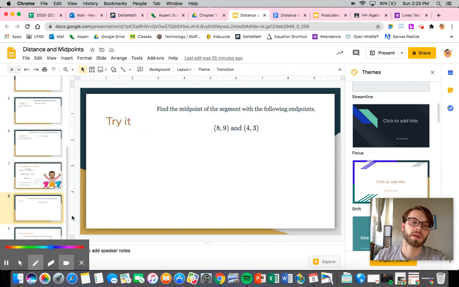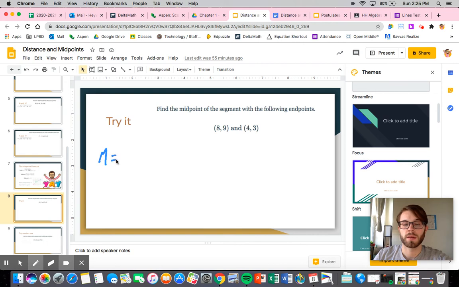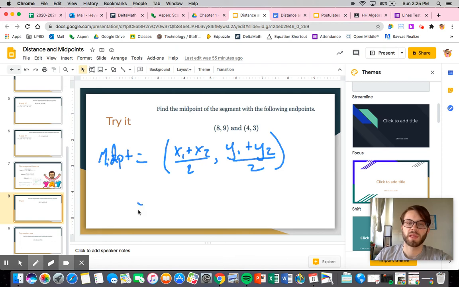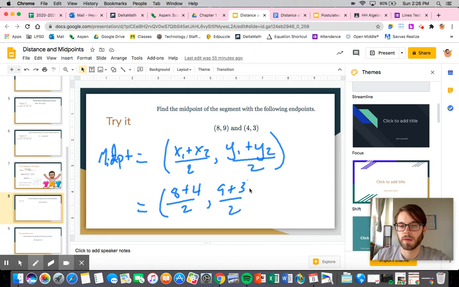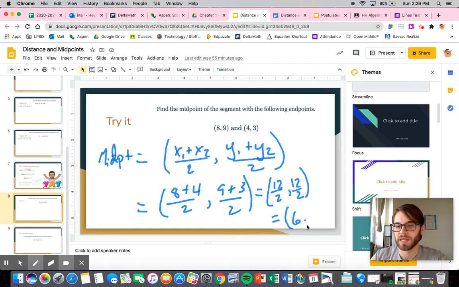So let's look at it. So again, the midpoint is x1 plus x2 over 2, then y1 plus y2 over 2. I'm going to plug that in. So x1 would be 8, x2 is 4, over 2. Y1 is 9, y2 is 3. So we would get 12 over 2 and 12 over 2. So ultimately, this ends up having a midpoint of (6, 6).